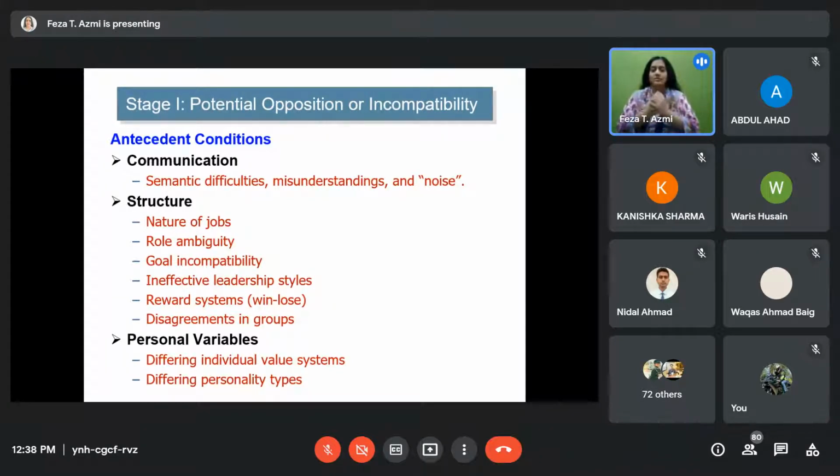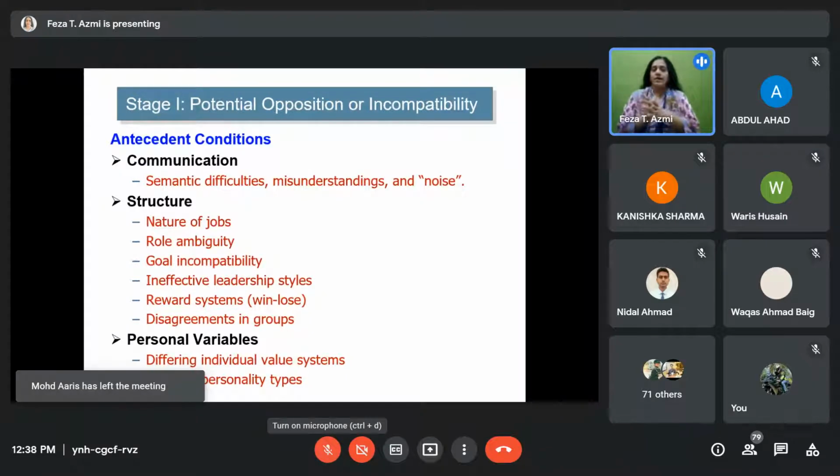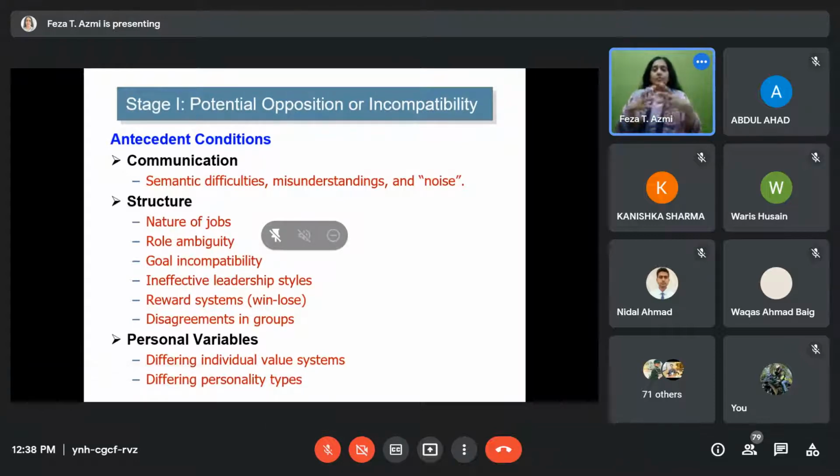If I'm using a certain word, I'm speaking in English right now, all of you understand English, but do words have the same meaning? Do words have the same connotations? No. One word could mean something to Kanishka, for example, and something else to somebody else. So there are semantic differences in the way we understand words.